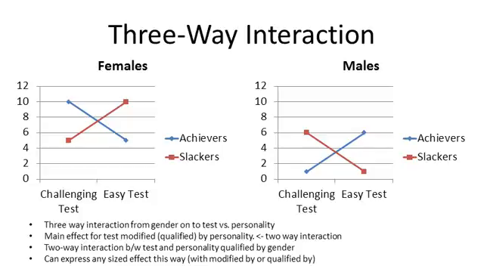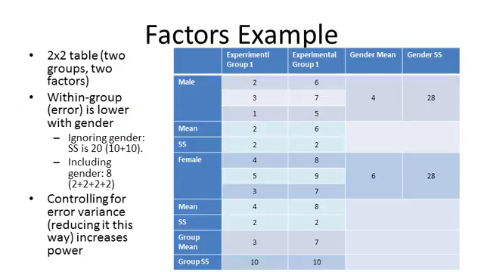But on top of that, we see that there is a difference here for the females and males in that they switch on their two-way interaction. In that sense, we can say that there's a two-way interaction between test and personality that is qualified or modified by the gender. So that would be the three-way interaction. And using this pattern, we can actually express any sized effect this way, using the modified or qualified terms.